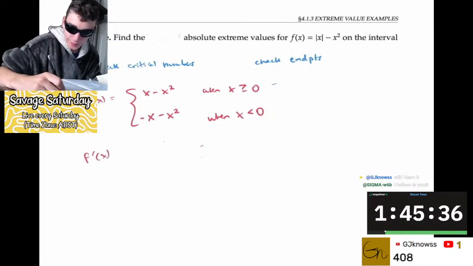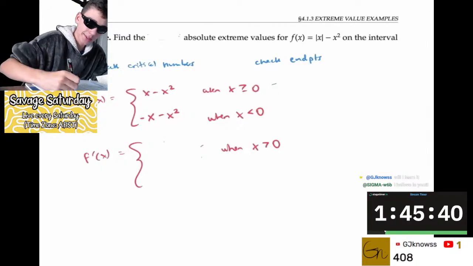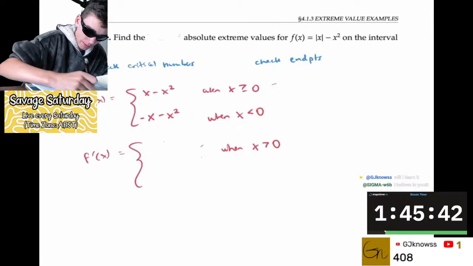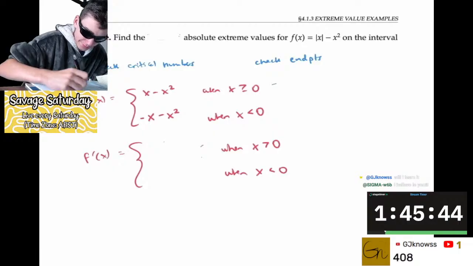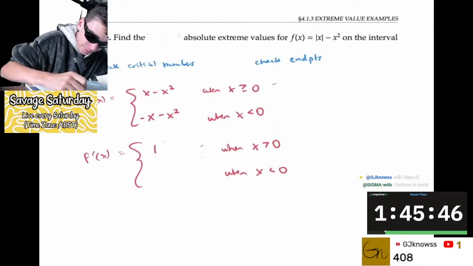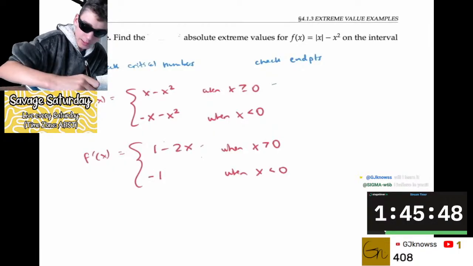Now, to take the derivative, we can take the derivative of each piece. So when x is bigger than 0, I don't want to take the derivative when x equals 0 because there might be funny things happening, a cusp or a corner. So I'm just going to worry about when x is bigger than 0 and when x is less than 0 for now. When x is bigger than 0, I can just use the power rule. I get 1 minus 2x as the derivative. When x is less than 0, I get negative 1 minus 2x.